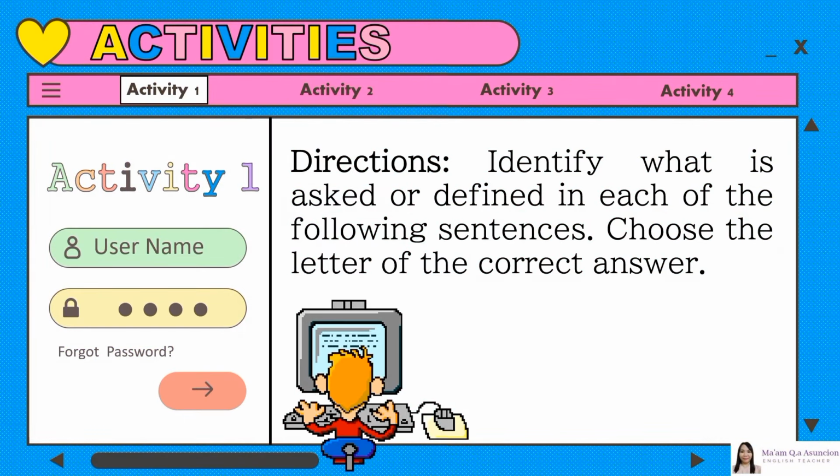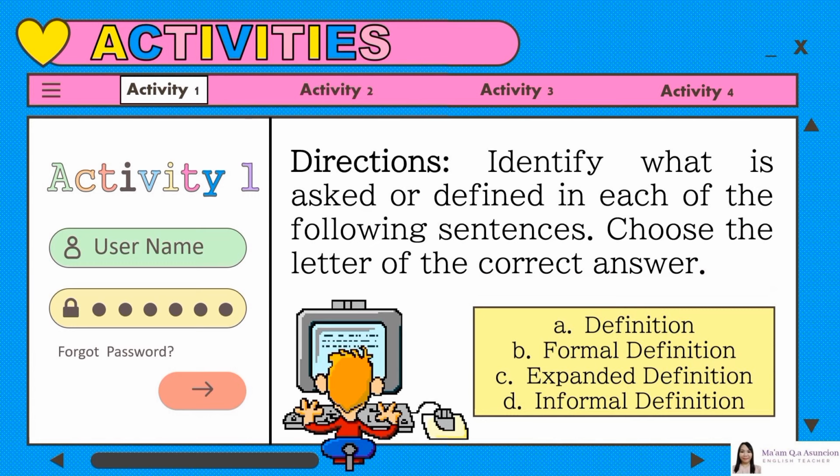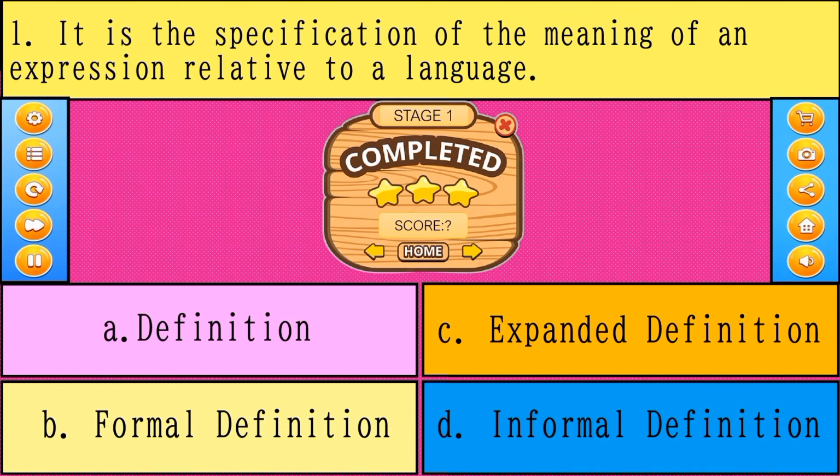Activity 1. Directions. Identify what is asked or defined in each of the following sentences. Choose the letter of the correct answer. A. Definition. B. Formal definition. C. Expanded definition. D. Informal definition. Number 1. It is the specification of the meaning of an expression relative to a language. Answer is A. Definition.